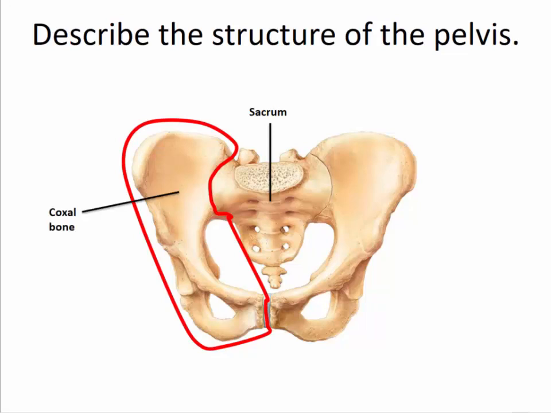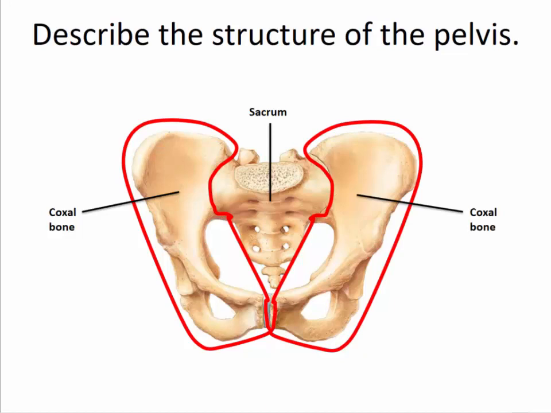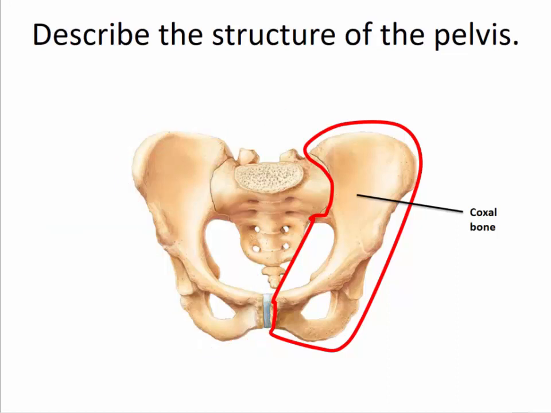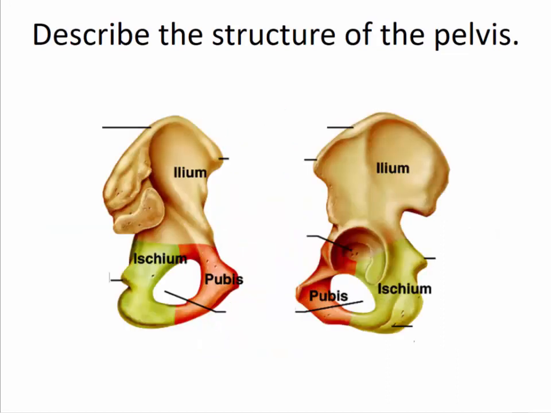In fact, we have one here on the left side and then one here on the right side. They are attached posteriorly to the sacrum, and they are attached to each other anteriorly. So overall, the pelvis is composed of those different structures, the sacrum, the coccyx, and the two coxal bones. If we were to look at one coxal bone, it would look like this.